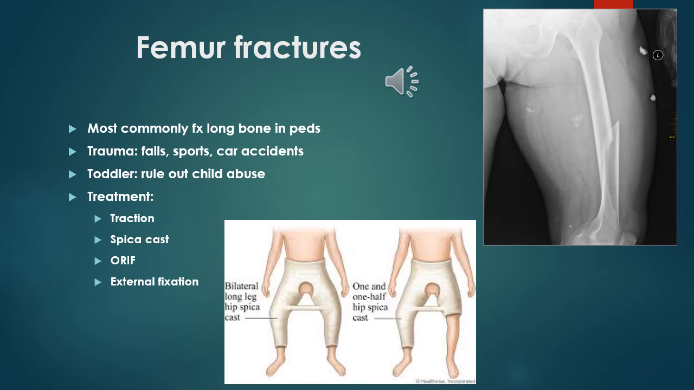Femur fractures are the most common fracture for long bones in the pediatric population, and it's more common in the summer months when children are more active. If there's a femur fracture in a toddler, child abuse must be ruled out. In fact, all of the femur fractures that I've seen in my years of practice for toddlers have been because of child abuse. Treatment options include traction, a Spica cast, ORIF, and external fixation, so pinning.